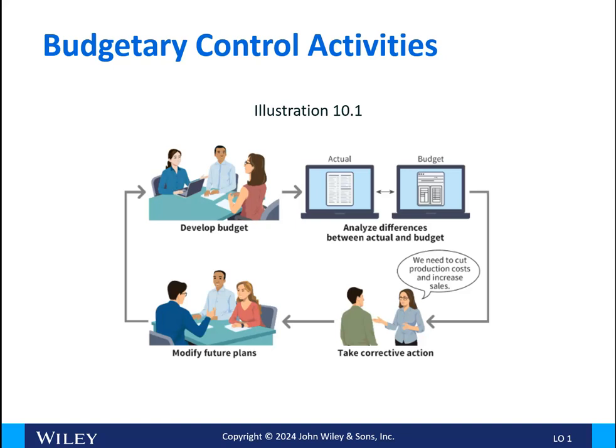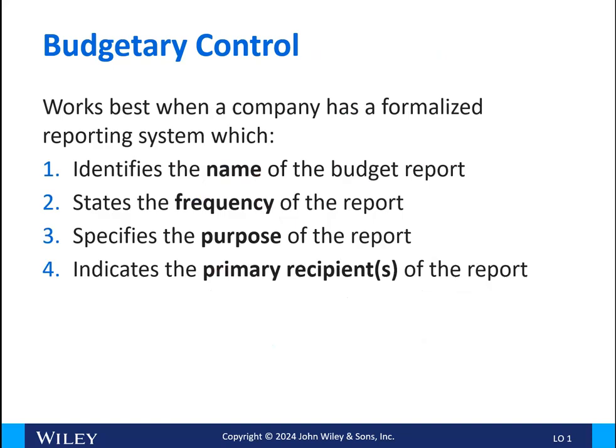Here's a graphic of what it looks like. Starting with the upper left, we develop the budget. Then we'll have actuals, and we'll analyze differences between actual and budget. Then we'll take corrective actions, depending on what the results are, and modify our future plans, which will then feed into developing hopefully better budgets. And then that cycle just continues.